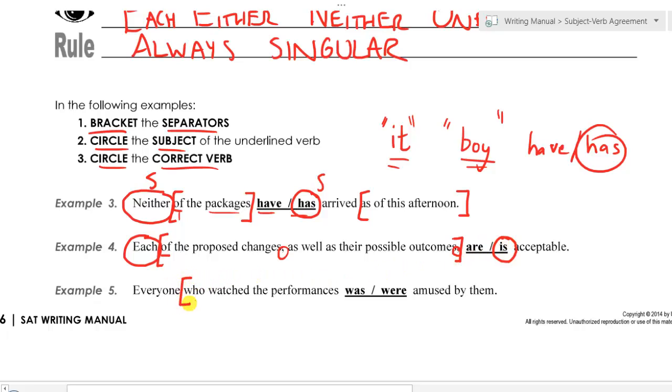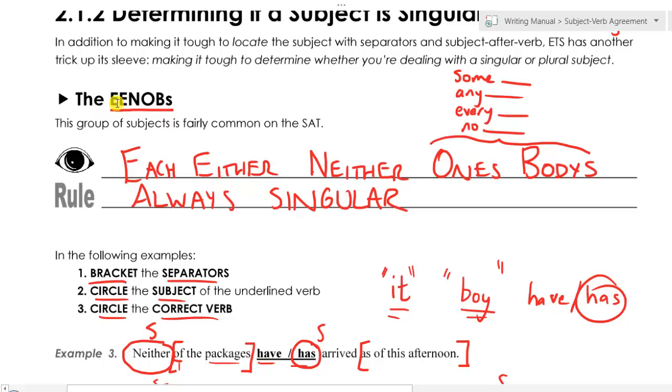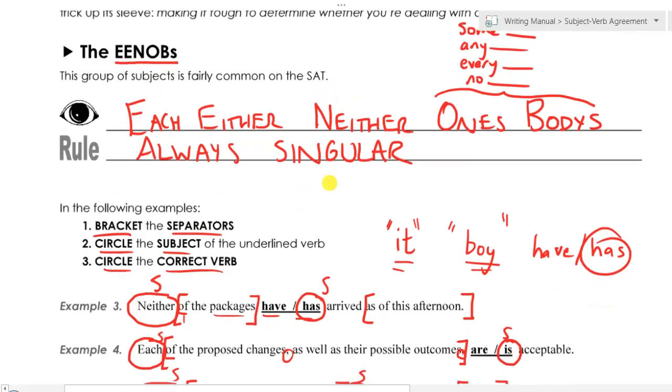Down here in example 5, we've got a who, which, that clause, a who clause in this case. So we're going to bracket that who clause. It is unimportant. It is separator, so our subject becomes everyone, each, either, neither, ones, and bodies. So that's one of the ones. So everyone is singular. Everyone was. There's the singular, singular, singular, singular, singular. There is another prepositional phrase back here at the end of the sentence that we can bracket. So once again, the ENOBs, they are always singular. If you see an ENOB as your subject, that subject is singular and your verb must also be singular.